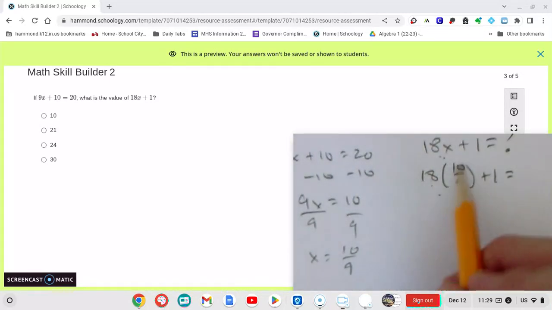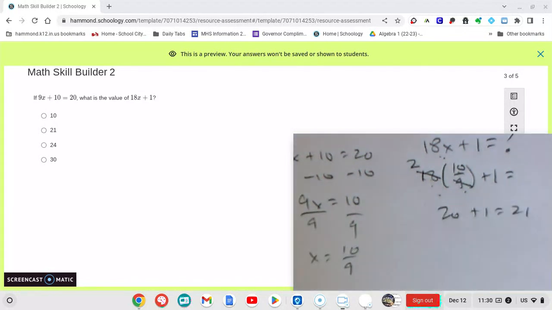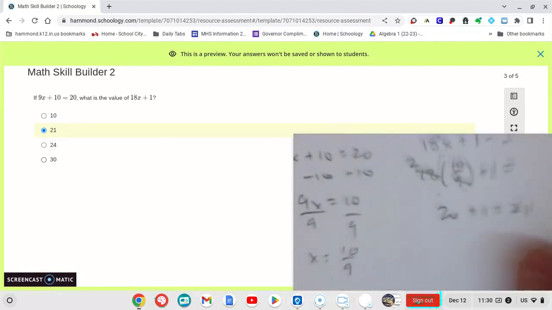You can multiply 18 times 10 and divide by 9 if you wish, but you may recognize that 18 and 9 have a common factor. 9 divided by 9 is 1. 18 divided by 9 is 2. So now I can multiply it. 2 times 10 is 20 plus 1. So the value of that second expression is 21 based off the value for x we got from that first equation. So a little bit more challenging problem.